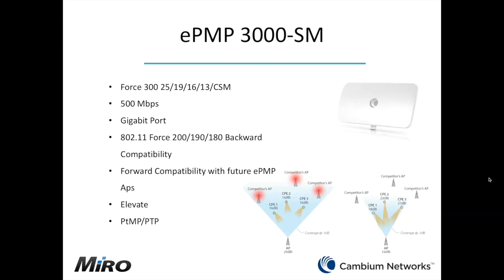The answer is most certainly yes. They can most certainly work. It's a great migration tool, because sometimes you'll have guys that are working on the EPMP 2000 and they've got a bunch of these previous generation subscriber modules out in the field. You can most certainly swap it out and put in a 3000 in the place of your 2000.